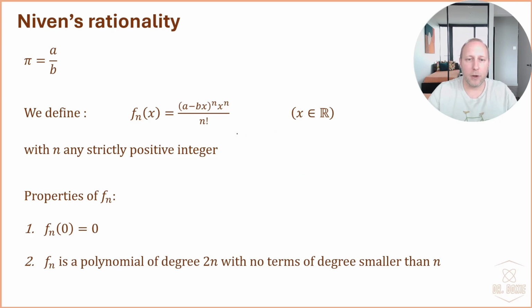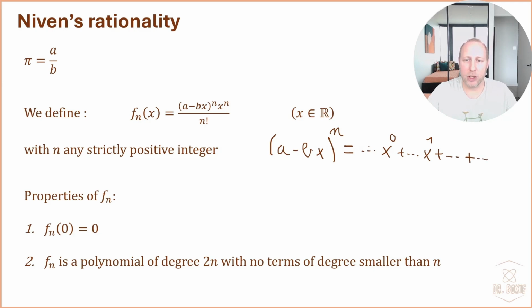The reason for that is the following. The binomial theorem tells us that (a minus bx) to the power n can be written as some coefficient multiplied with x to the 0th power plus another coefficient multiplied with x to the first power, etc., plus all the way to a coefficient multiplied with x to the power n. That is what the binomial theorem tells us.